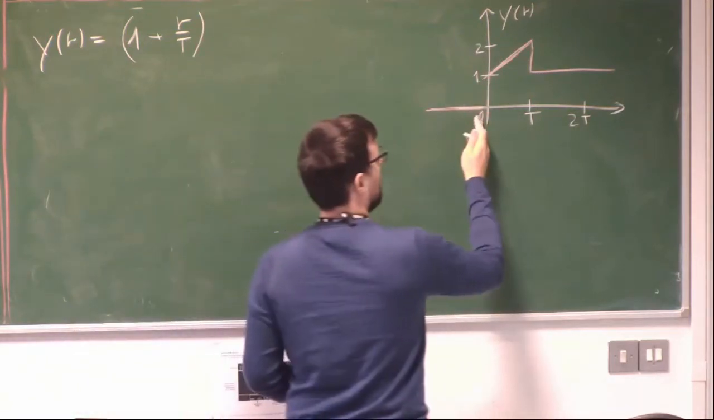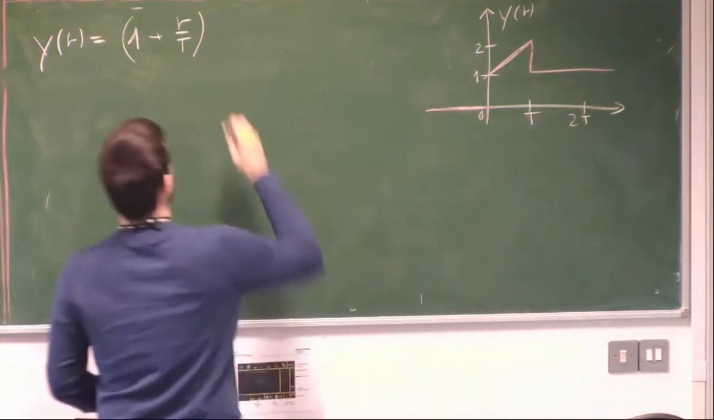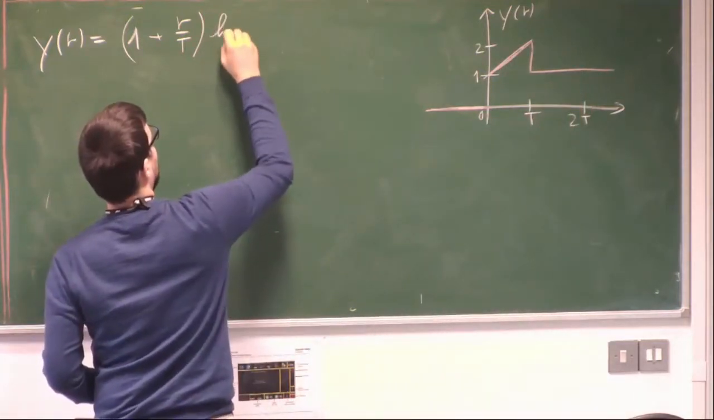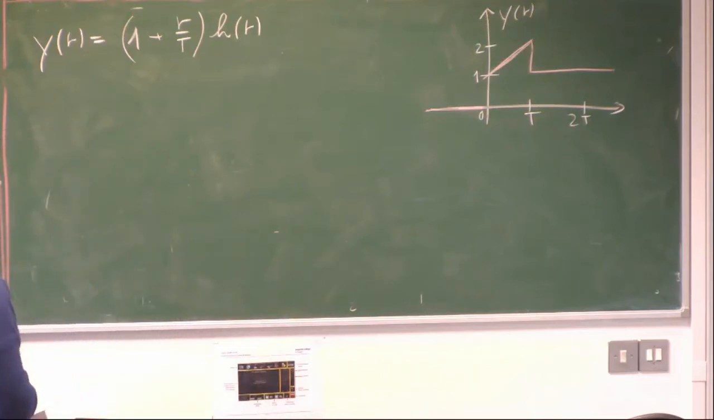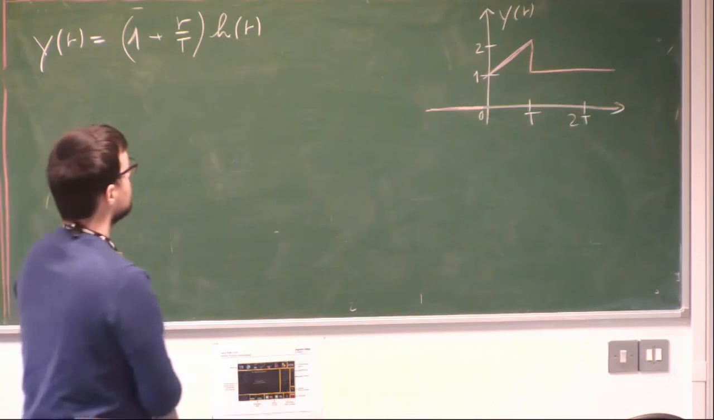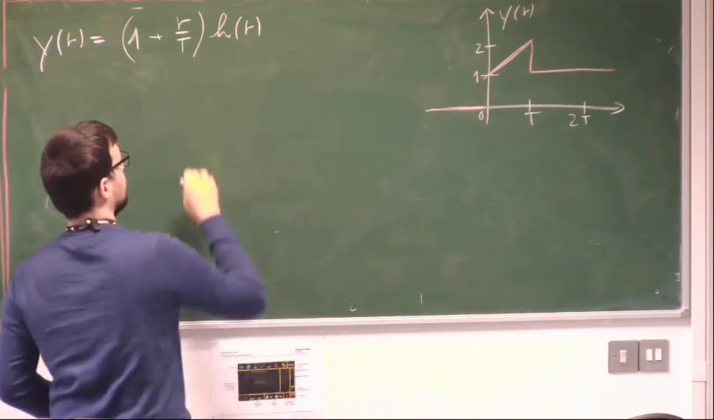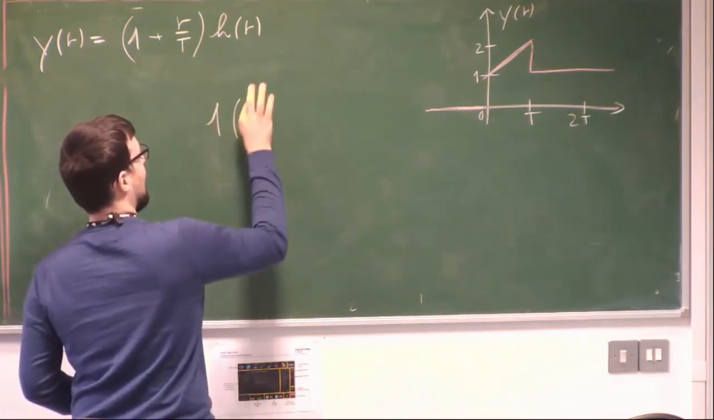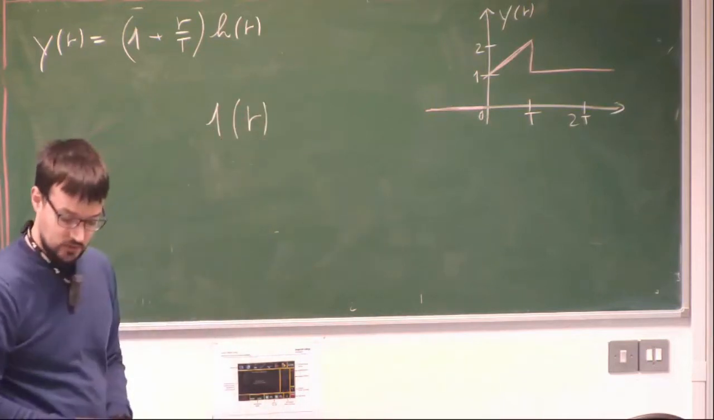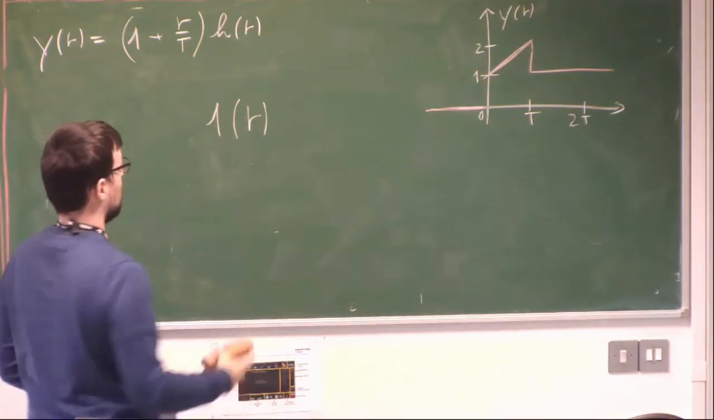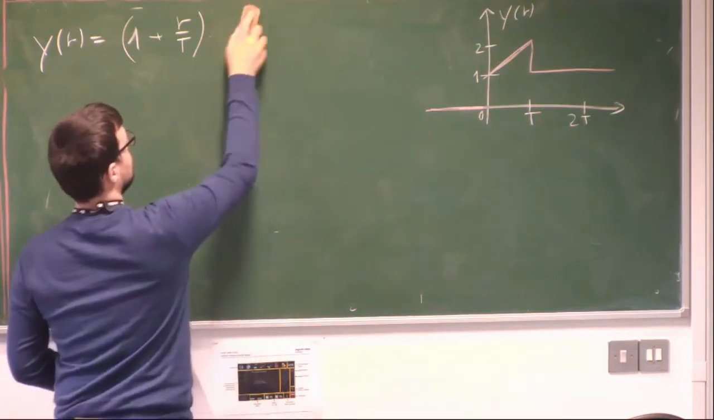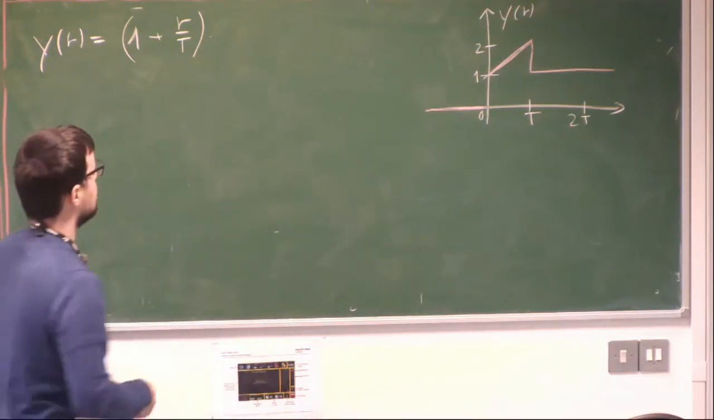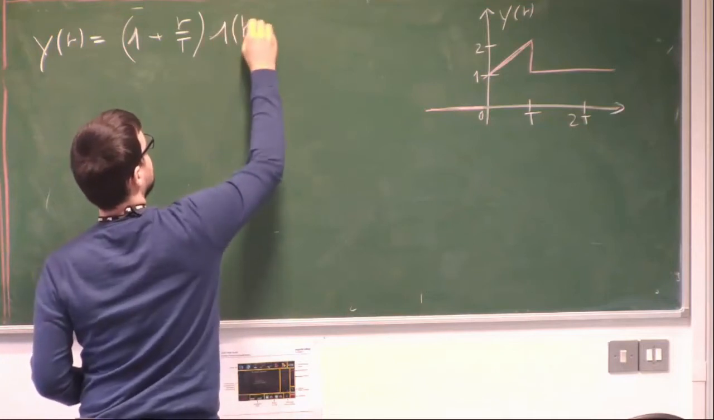So this happens only for positive values of t, so we have to multiply by h of t. We remember that h of t is the unit step. We indicate the unit step with h of t, or we can indicate it also with 1 of t. Sometimes I use one notation, sometimes the other. So let's use the notation 1 of t, that is less confusing.